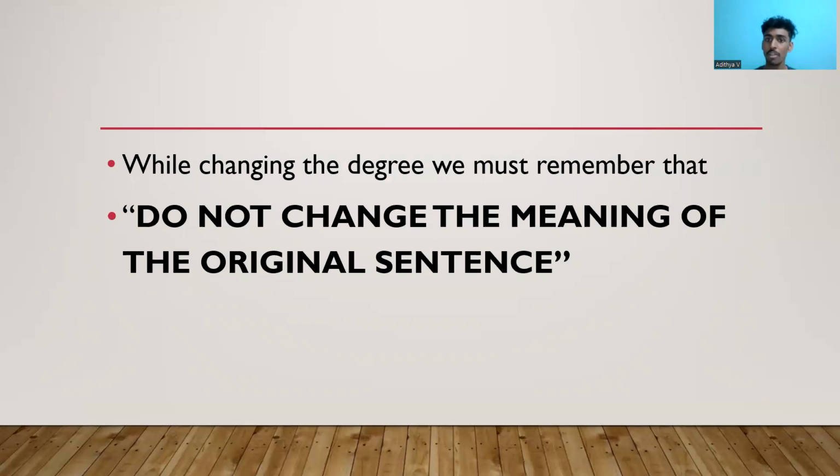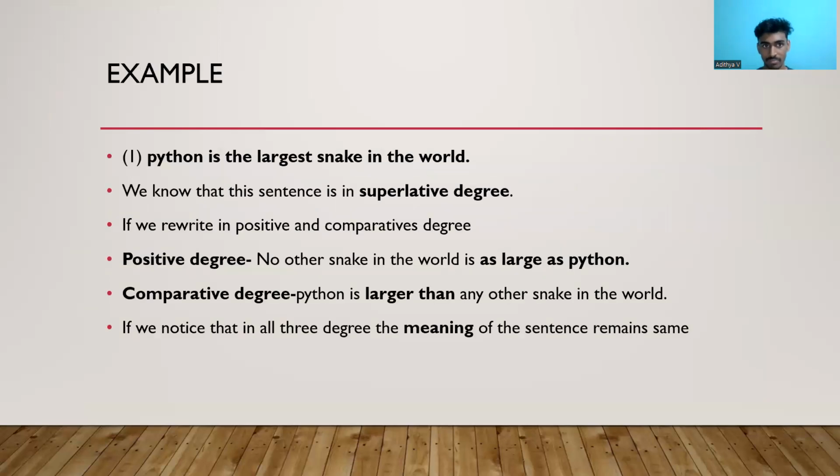While changing the degree, we must remember not to change the meaning of the original sentence. Let's see an example. Python is the largest snake in the world. We know that this sentence is in superlative degree. If we rewrite it in positive and comparative degree, in positive degree, no other snake in the world is as large as Python. In comparative degree, Python is larger than any other snake in the world. We notice that in all three degrees, the meaning of the sentence remains the same.